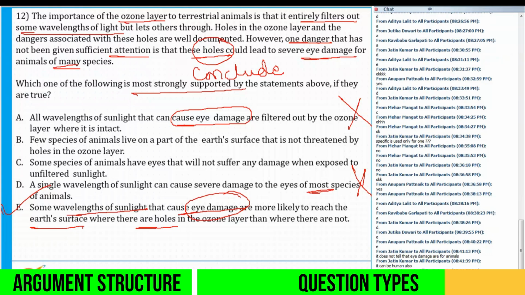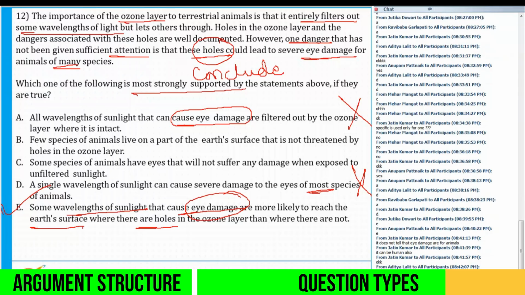Did you understand why E is the answer? What is he asking you to do? What is most strongly supported? What is most strongly supported means what is the conclusion? From the reading of the paragraph, what can you conclude? And we can conclude that if he's saying that there is a danger, that means there is a possibility that these wavelengths can reach Earth's surface and they can cause eye damage. Yes. For question number 12, answer is E. Okay. Very good if you've understood this. Anybody has any doubt in any of the options, please stop me. We are in no rush.